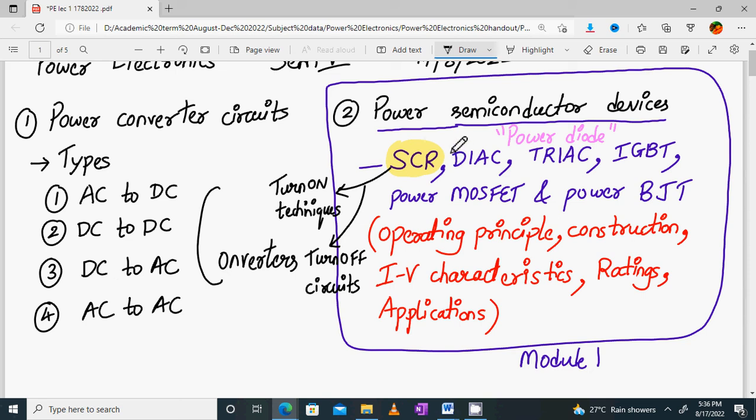And also we'll talk about SCR protection. How do we protect such a high current, high voltage rated device? So we'll also talk about SCR protection techniques.